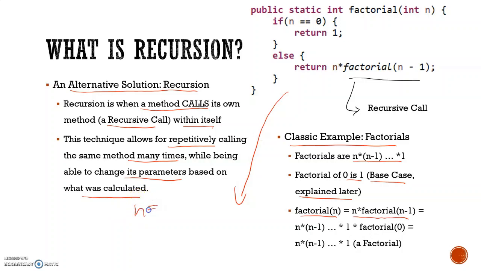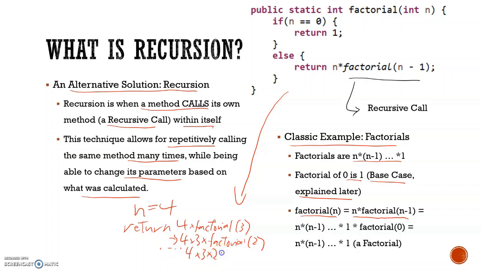So say n equals 4. While it's not 0, it will return 4 times factorial of 3, which returns 4 times 3 times factorial 2, and onwards until 4 times 3 times 2 times 1 times factorial 0, which is equal to 4 times 3 times 2 times 1, which is equal to the factorial of 4.